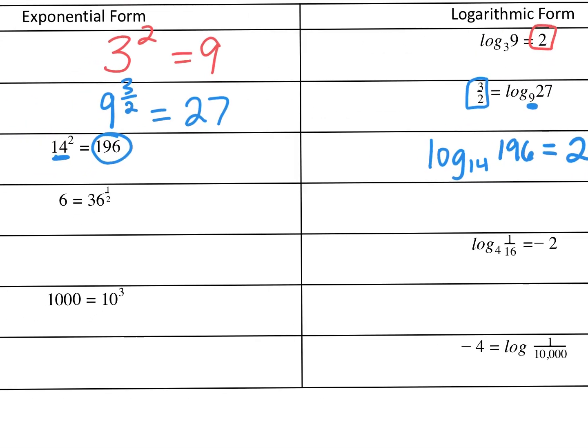Next one, 6 equals 36 to the 1/2. What'd you put down for logarithmic form? Log base 36 of 6 equals 1/2. Perfect. Make sure you got that down. Perfection. Next one.